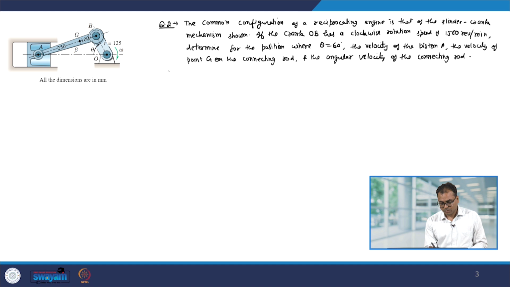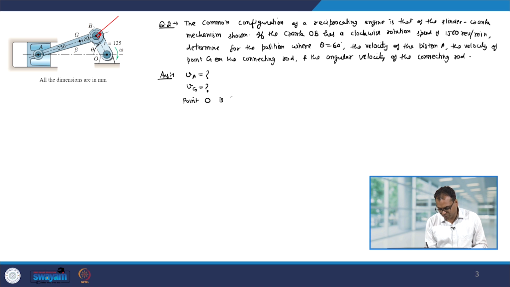Okay. So, in this question we have been asked to find out what is VA and what is VG. First of all we have to note that the point O here is fixed and therefore, point B is making a fixed axis rotation. If it is making a fixed axis rotation, then at any instant the velocity of point B will be perpendicular to OB. Okay. So, therefore, this angle has to be 90 degree. Let me write this down.